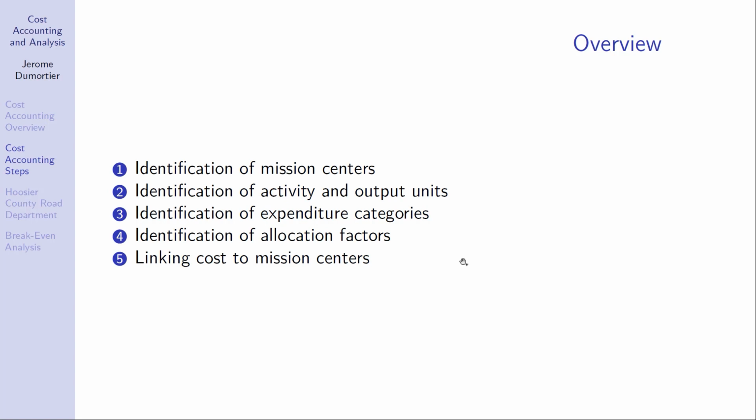Now, the slides that I'm about to show are covering those aspects theoretically. And then when you're watching the Hoosier County Road Department video, that is where we actually have the practical application of the theoretical aspects here.